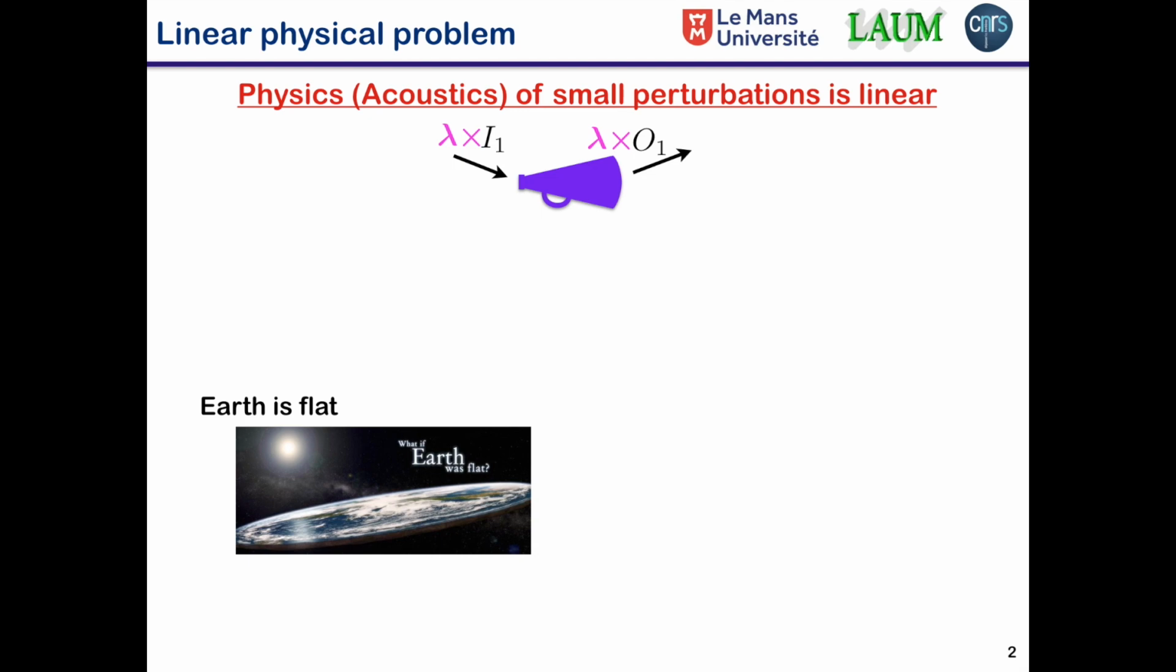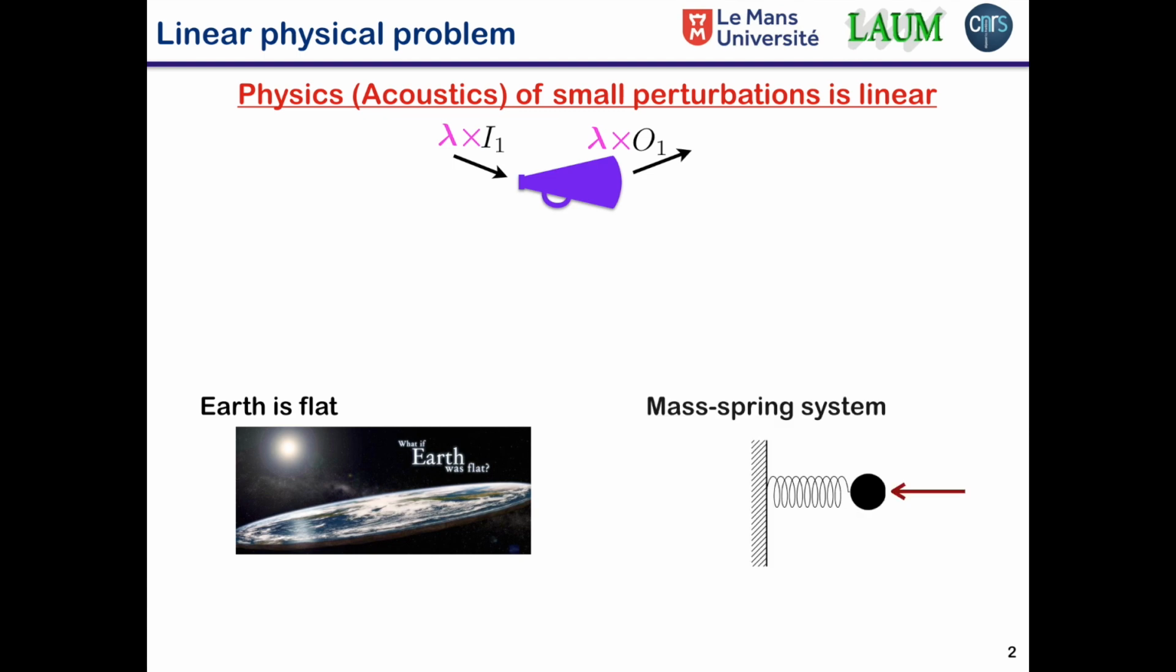So, several examples of linearity. The first one is that the Earth is flat. When we are on the ground looking at the Earth, we can imagine that it is flat. We know that it's not exactly right, but linearity is often the first approximation of a physical system. This is what is called a small perturbation, in fact the curvature at small scale.